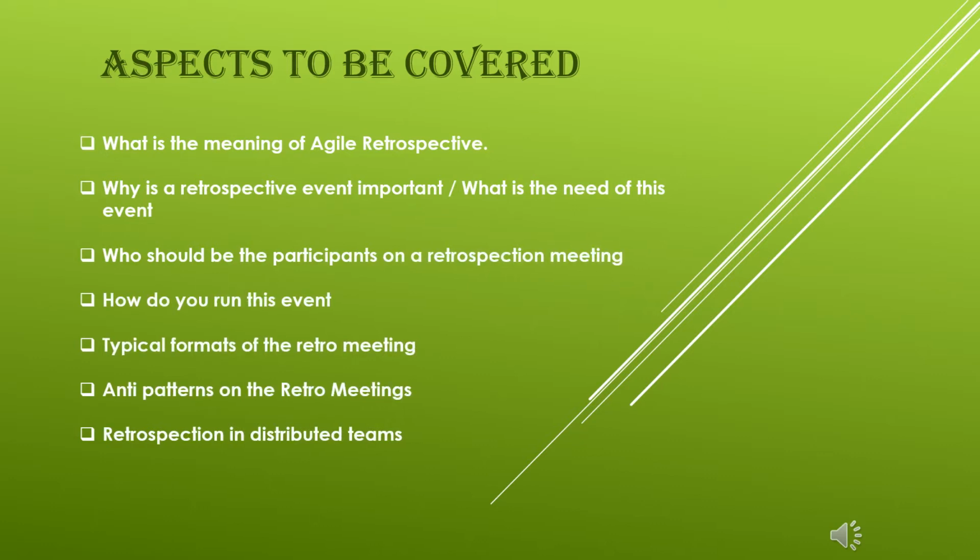In this video I'm going to cover what an agile retrospective meeting is, why this event is really important or what the need for this event is in the agile process framework, who should be the participants in this meeting, what the general way of running this event is, the typical formats of the retro meeting which are currently prevailing, some typical anti-patterns in the retro meeting, and how we can do a retrospection meeting when the teams are distributed, which is the current scenario right now.